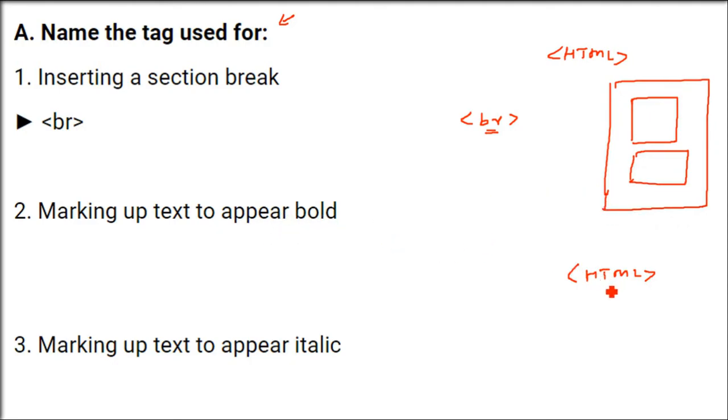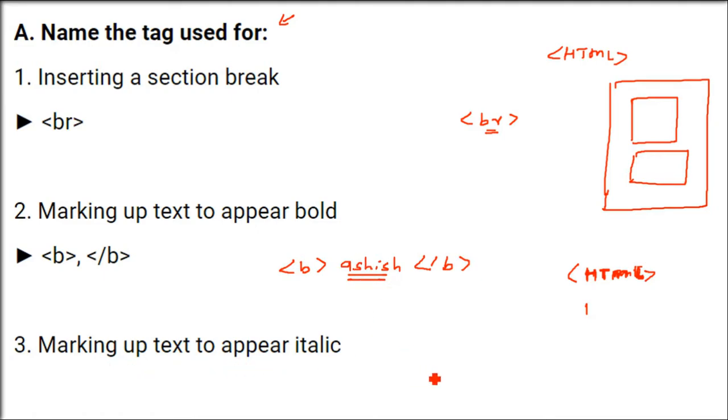Marking up text to appear bold. Now if you want to make it bold, just make it more emphasized. So if you want to make certain content bold, you will use B. This is a B tag. So if your name is say Ashish, then B and then /B, you have to close this tag also, B. Now this Ashish will be shown in bold.